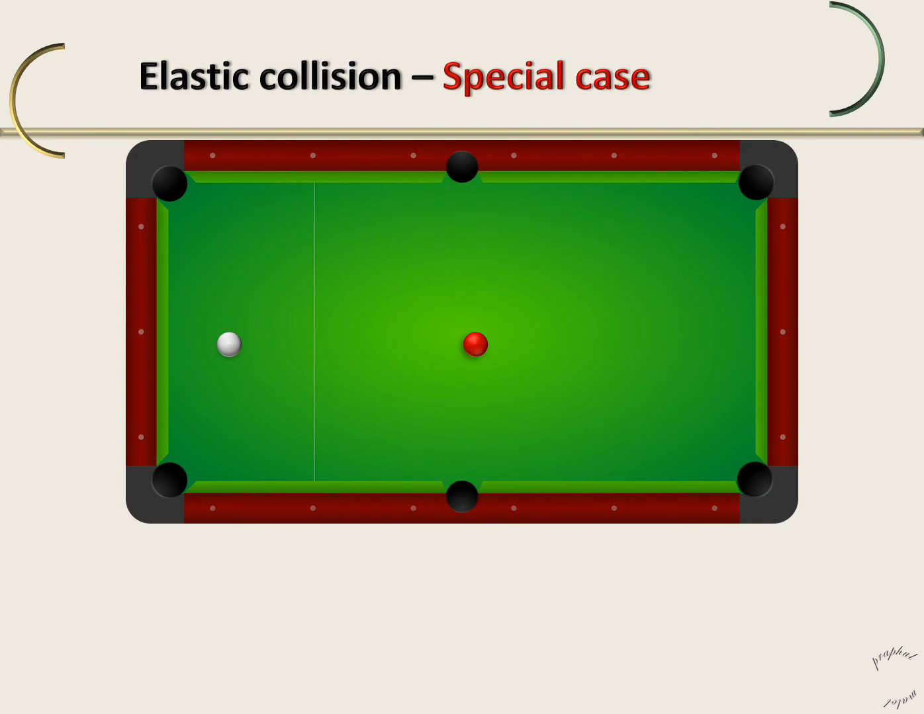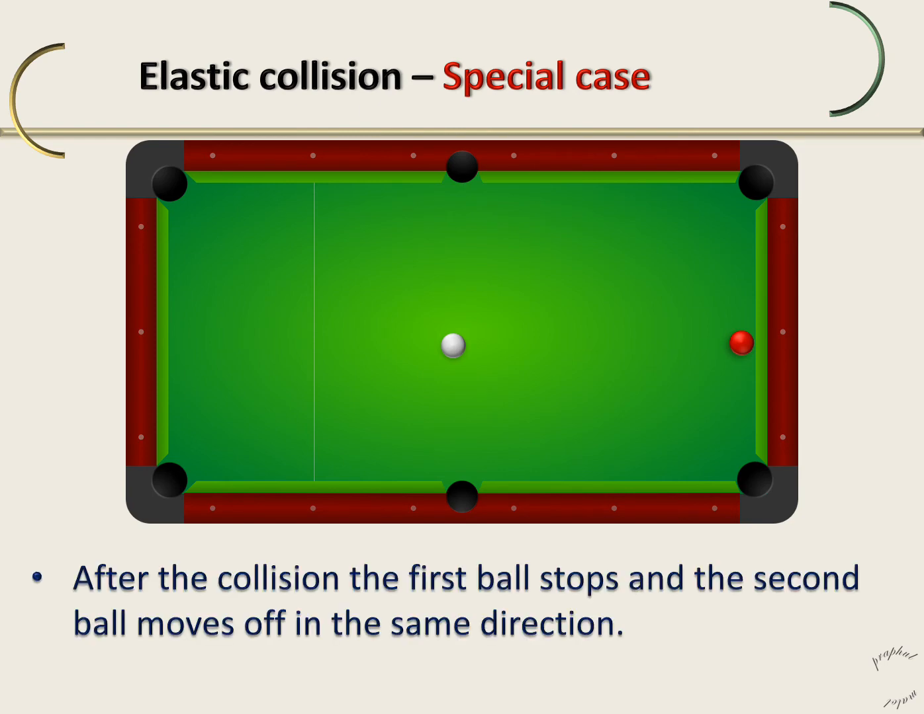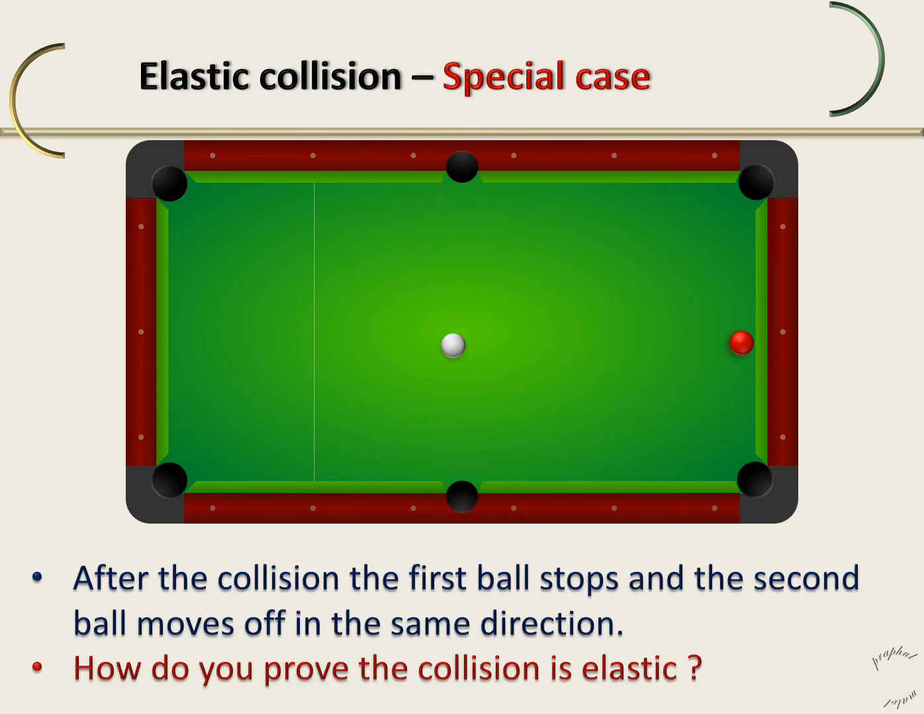Now let's see a special case of elastic collision. You can see a snooker board there. The white ball collides with the red one. After collision, the white one stops and the red one moves off. What you are asked to prove is that this collision is elastic. If the first object stops and the second one moves, the collision will always be elastic. So, how do you prove this collision is elastic?